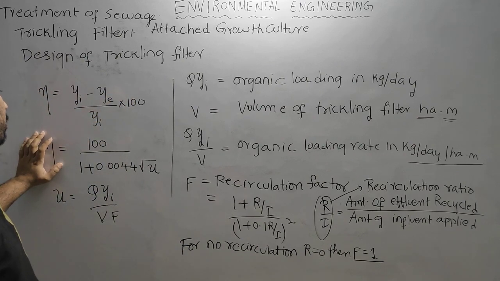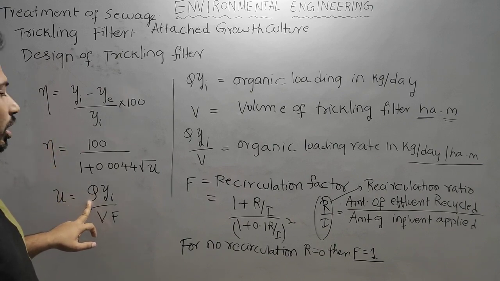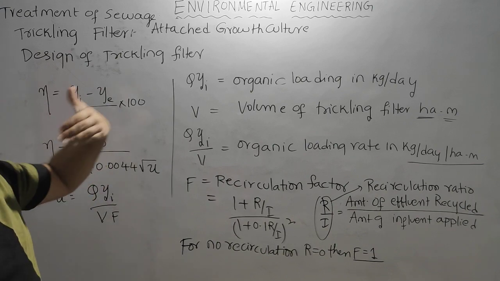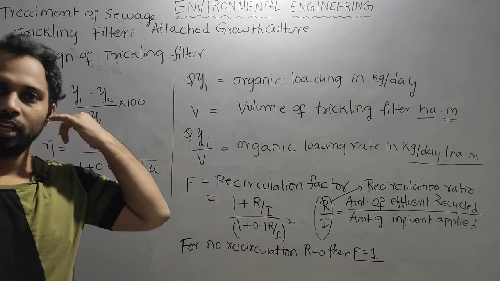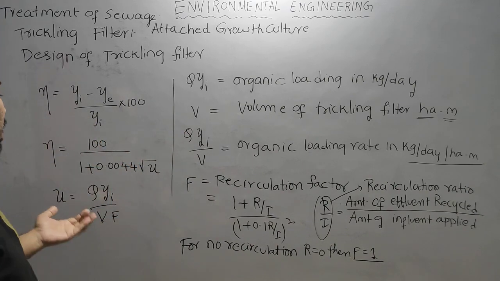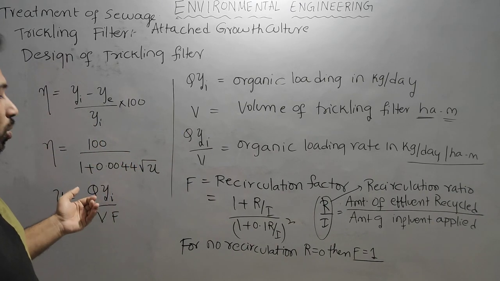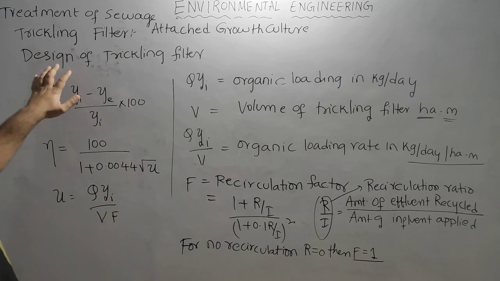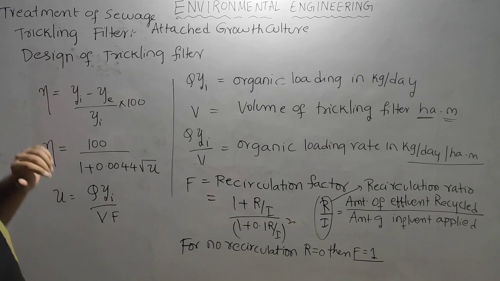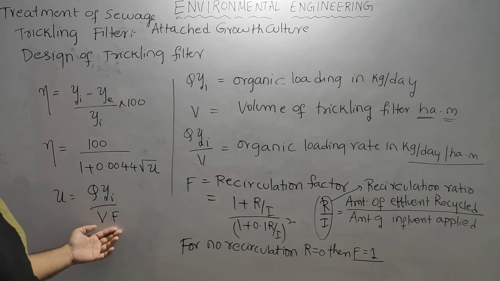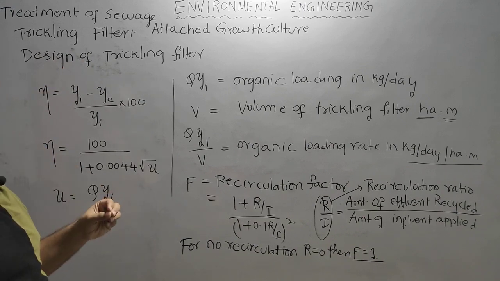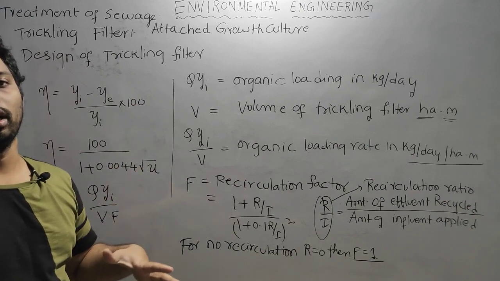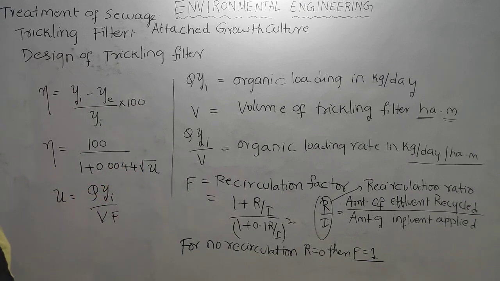If I know eta and Q, which is a known value because how much sewage is coming into the system I can find easily, and I know the BOD, then for a single standard rate trickling filter F is 1. So finding the volume is nothing but the design of the trickling filter. From here we can find the volume of the trickling filter.